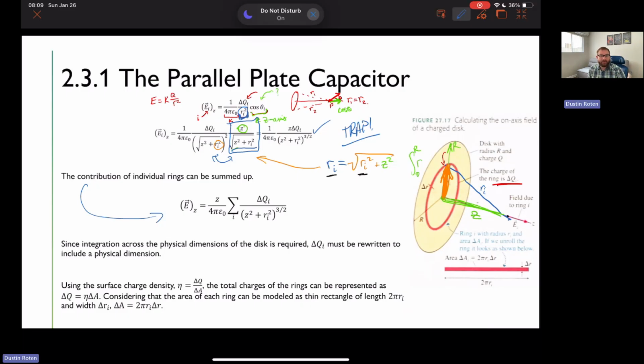Now the next problem is we have this integration across physical dimensions. Let me switch back to red. Okay, remember we wanted to integrate across the radius r. We want to add up these individual rings, but we still have this pesky delta Q, right? This is saying, oh, we have individual charges. Let's add up the charges. We don't want to do that. We want to add up across R.